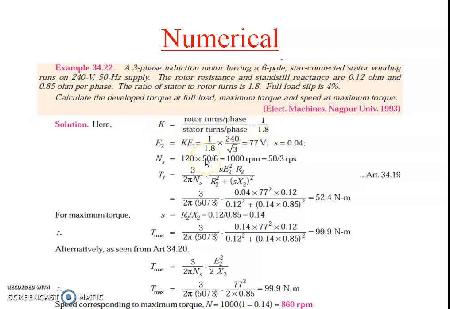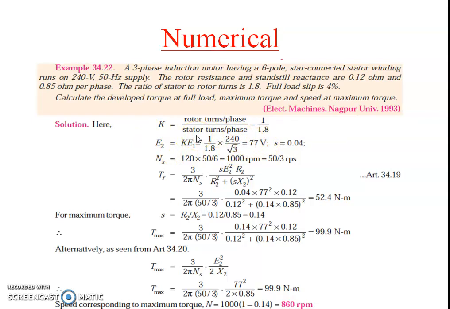As we know, E2 equals K into E1, that is 1 divided by 1.8 into E1. E1 is the voltage applied from the 3-phase supply, but E2 is the rotor EMF per phase. The given 240 volt is the stator 3-phase line voltage, so I want to calculate the phase voltage. Phase voltage equals line voltage divided by √3. So 240 divided by √3 is 77 volt. That is E2; I have got the value of E2.